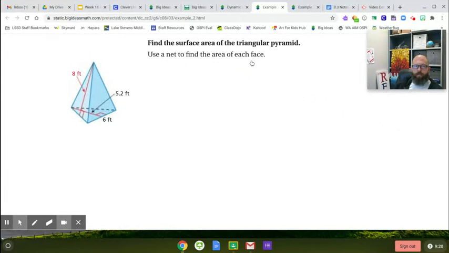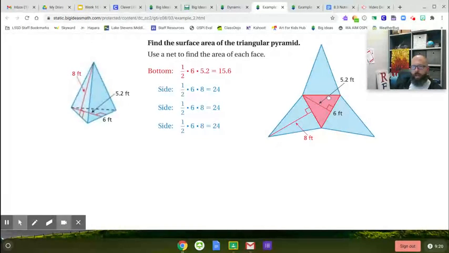We're going to use a net to find it. So we're going to unfold it. And this is what it would look like unfolded. So notice how this arrow right here is pointing to the height of the base of the triangle. Okay, the base triangle. So it's 6 on its base and 5.2 tall.